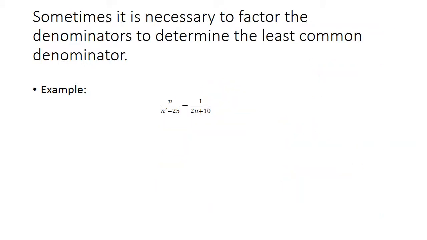Let's look at a little more complicated question. Sometimes it's necessary to factor the denominators to determine the least common denominator. So you may need to factor these out first. I always, as a rule of thumb, just factor. If you factor the denominators automatically, then you're sure to not miss anything. So I'm going to go ahead and do that. Factor this left side, n over, start with your 2 sets of parentheses.